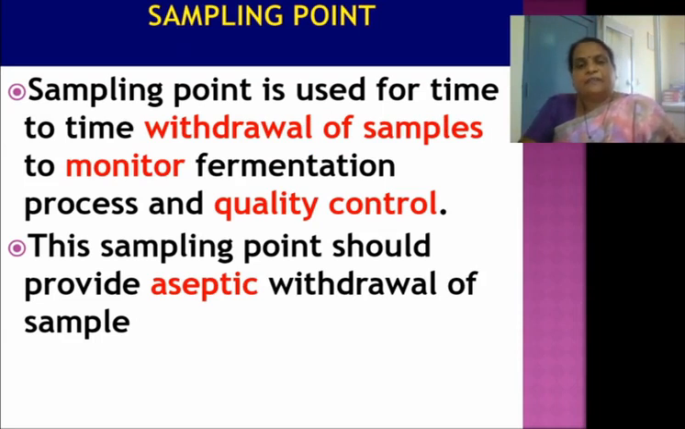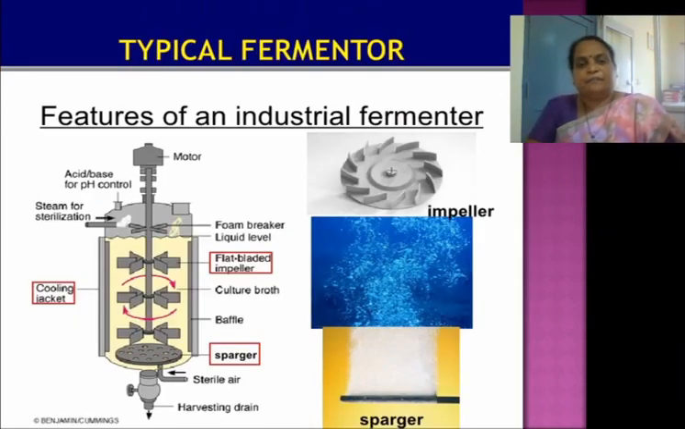Sampling point. Sampling point is used for time to time withdrawal of samples to monitor the fermentation process and quality control. The sampling point should provide aseptic withdrawal of the sample. This sample is withdrawn to monitor the fermentation. During the fermentation, there should be a decrease in the substrate concentration and an increase in the product concentration. There should not be any contamination. All this should be checked by withdrawing the sample, and for this the sampling point is necessary.